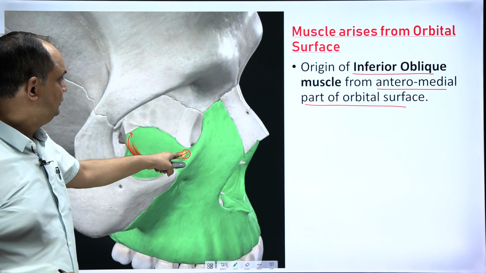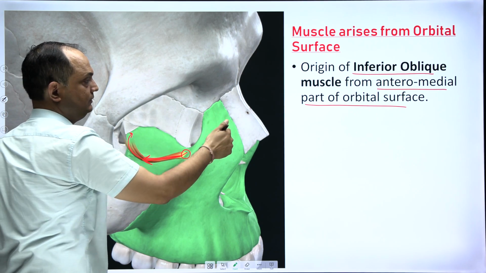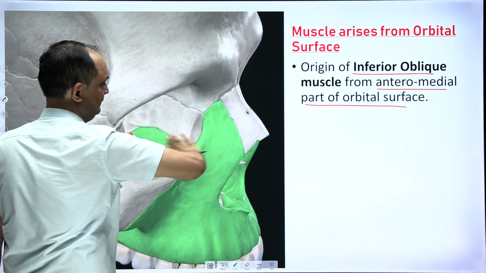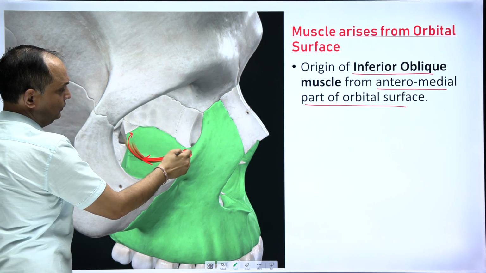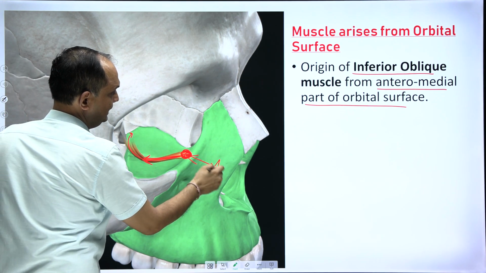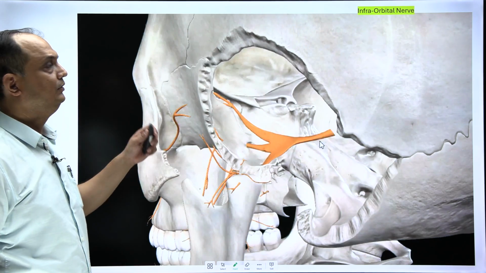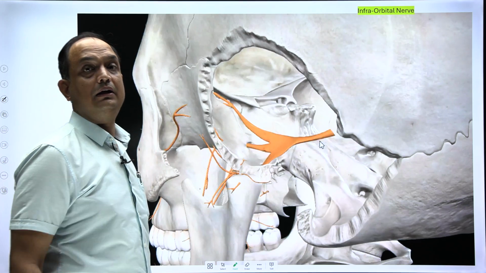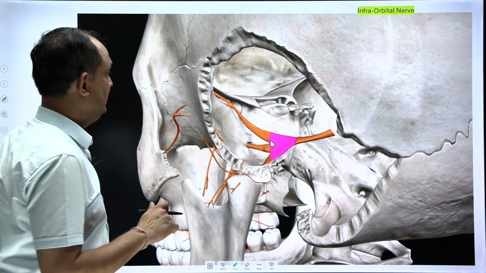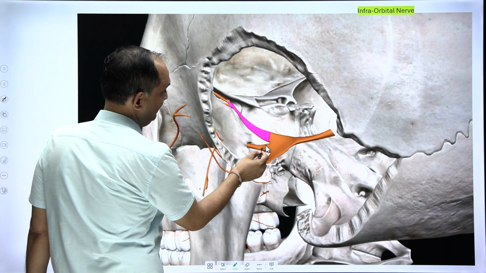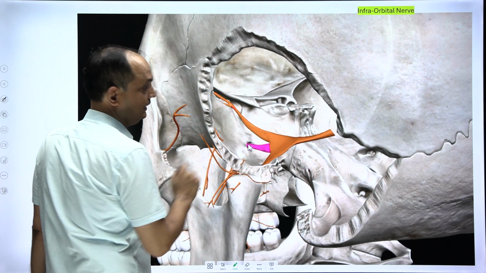So this is the point of origin, which is into the anteromedial. So this is the nose, so obviously it is a medial aspect, this is the lateral aspect, so it is taking origin from the floor near the anteromedial aspect. This is an important question for your exam. Then if you see the relation of infraorbital nerve with the orbital surface, here you can see that this is your maxillary nerve, this is your ophthalmic division, and this is your mandibular division.